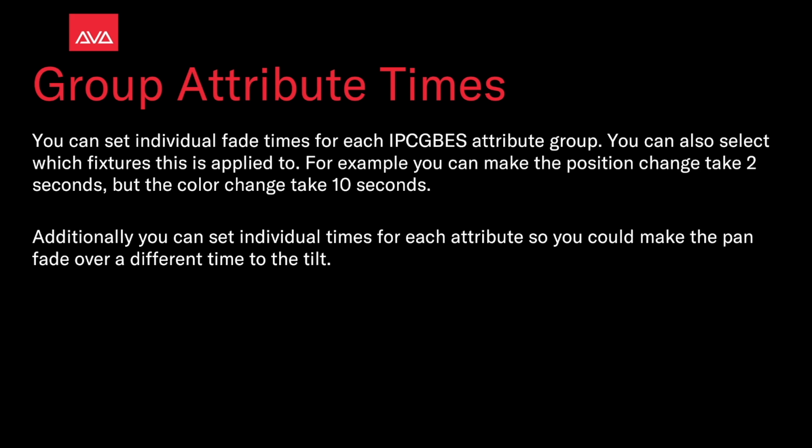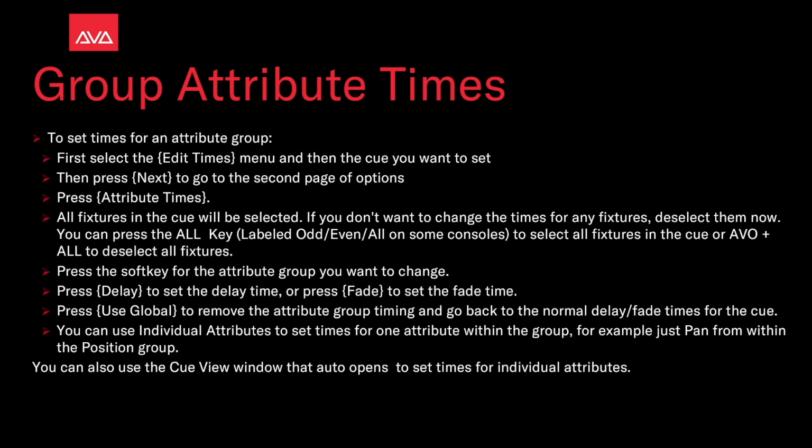to the tilt. To set times for an attribute group, first select the Edit Times menu and the queue you want to set. Press Next to go to the second page of options. Press Attribute Times. All fixtures in the queue will be selected. If you don't want to change the times for any fixtures, deselect them now. You can also press the All key, labeled Odd, Even, All on some consoles, to select all the fixtures in the queue, or Avo plus All to deselect all fixtures.